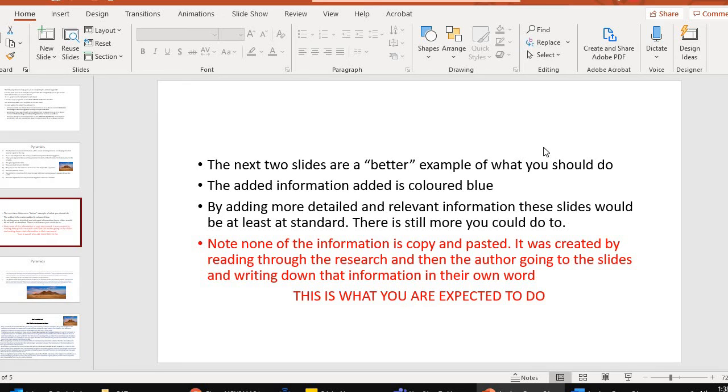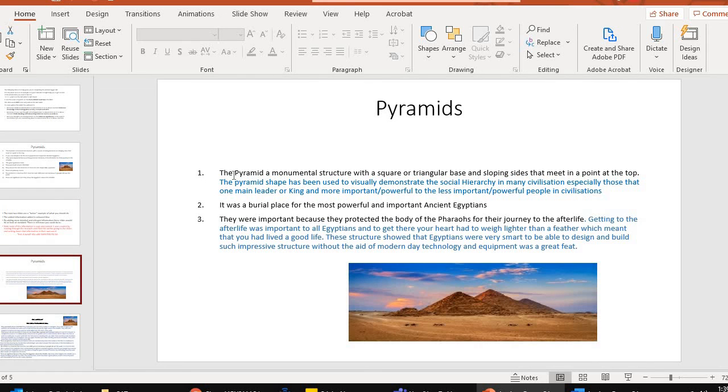Alright, so the next 2 slides are a better example of what you should do. The added information is coloured blue. For adding more detailed and relevant information, these slides would be at least a standard. There is still more that you could do to make it better. Note, none of the information is copied and pasted. It was created by reading through the research and then the author going through the slides and writing down the information in their own words. This is what you're expected to do.